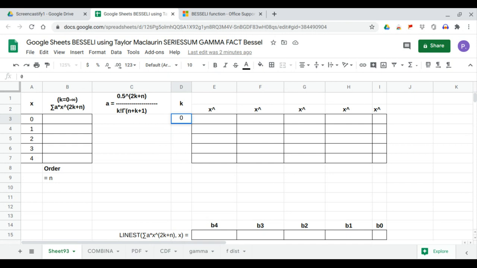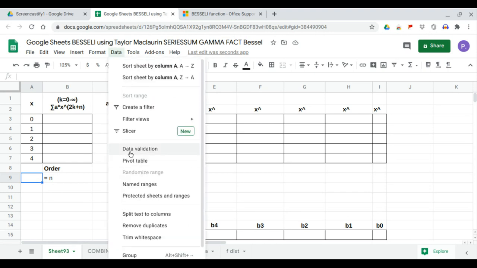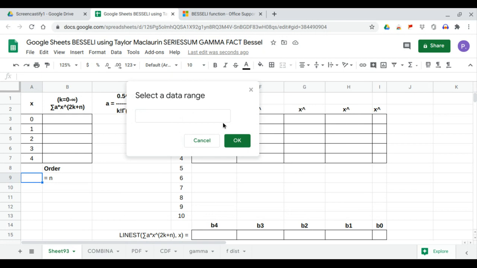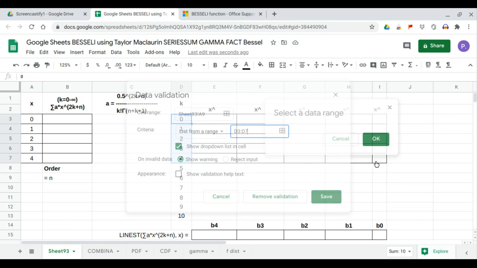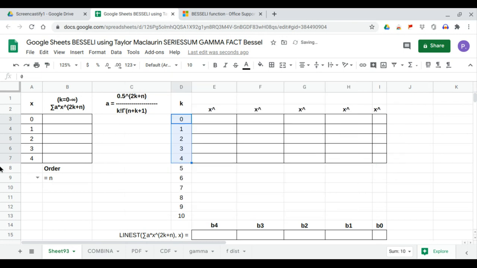So 0, 1, 2. We'll try to get to infinity. 10 is good enough. And our value for n, our order, will be from 0 to 4. So for data validation, we'll use this range, 0 to 4. Save. So we'll generate the data set of the BESSELI function for orders 0, 1, 2, 3, and 4.